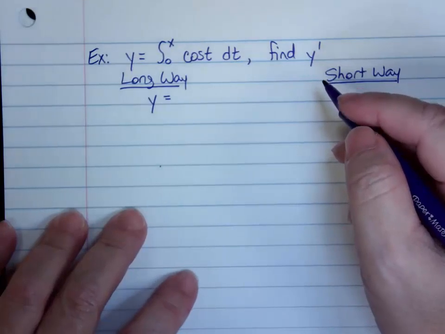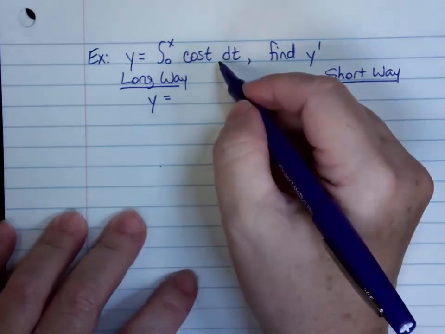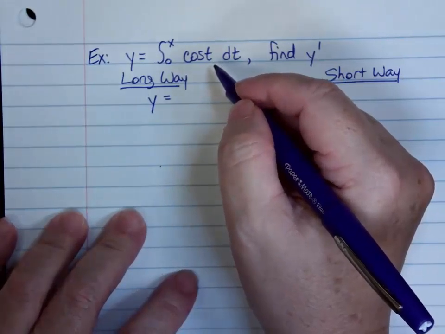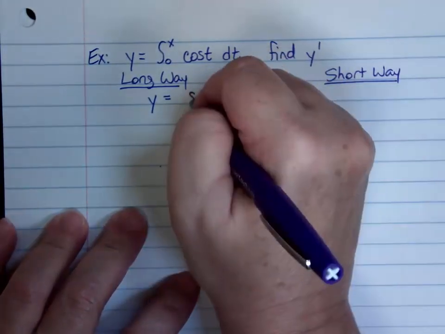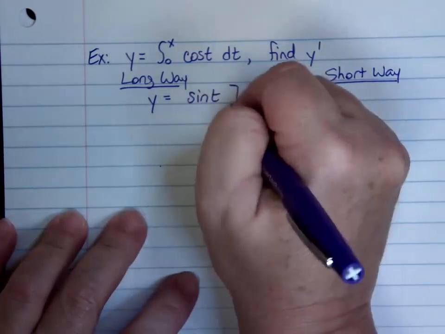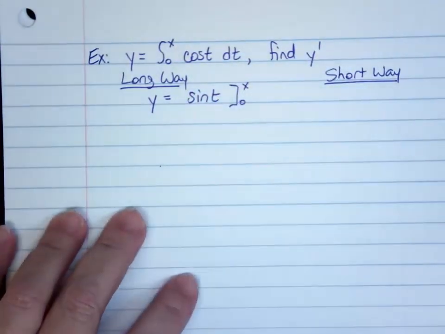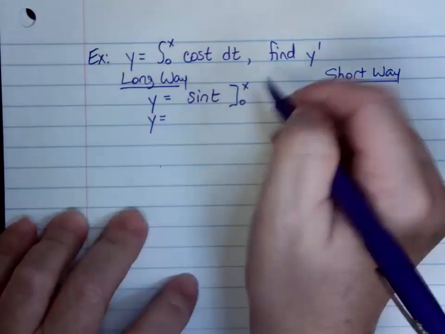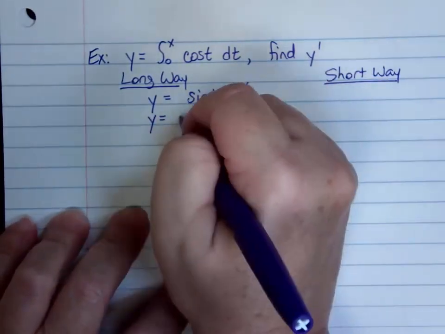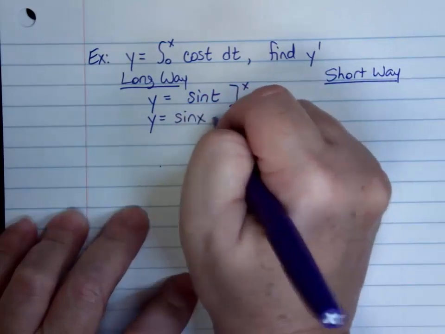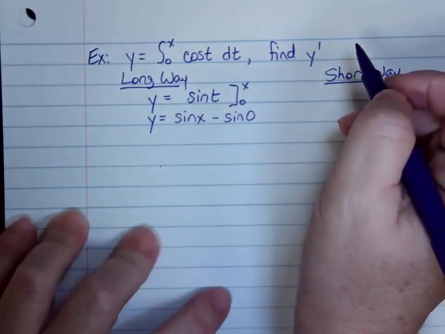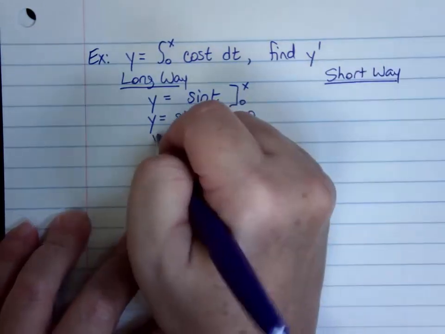Okay, the first thing we're going to do is take the antiderivative of cosine. What is the antiderivative of cosine? It is sine. So we write sine of t from 0 to x. So y equals, plug in the x first, sine of x minus sine of 0. So the function is really sine of x, right?